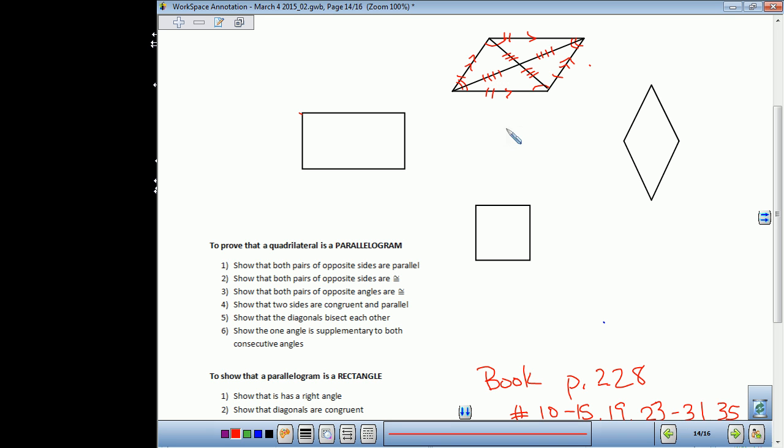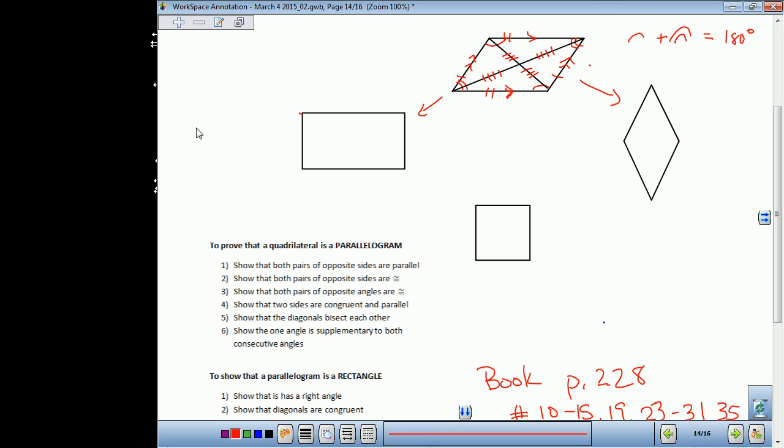1, 2, 3, 4. All right, and then consecutive angles are supplementary, but there's not a great way to write that. I could say 1 arc plus 2 arcs equals 180. There we go. All right, so that's a parallelogram.